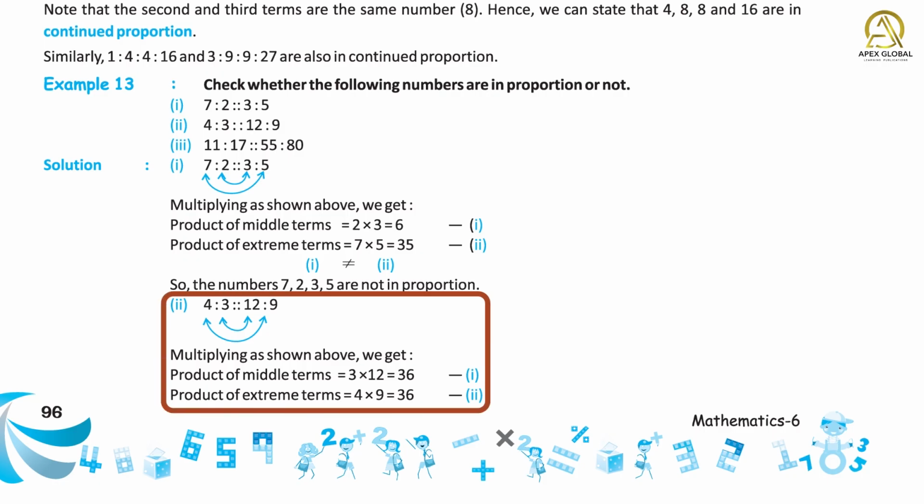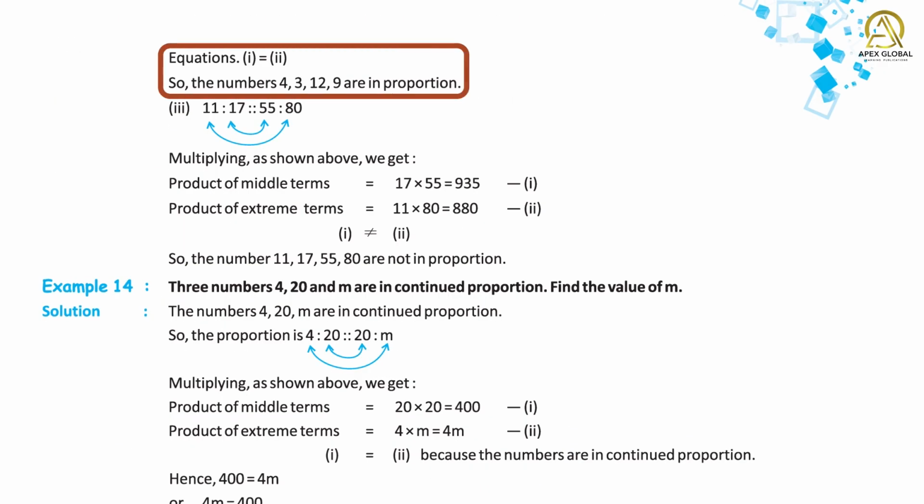Second, 4 ratio 3 is to 12 ratio 9. Multiplying as shown above, we get product of middle terms equals 3 into 12 equals 36. First statement, product of extreme terms equals 4 into 9 equals 36. Second statement, first equation is equal to second. So, the numbers 4, 3, 12, 9 are in proportion.